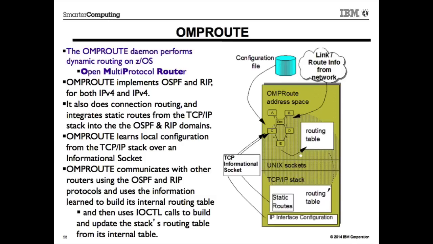OMPROUTE implements OSPF, RIP, and connection routing for both IPv4 and IPv6. That's a cute typo there on that slide: both IPv4 and IPv4. And it does connection routing.